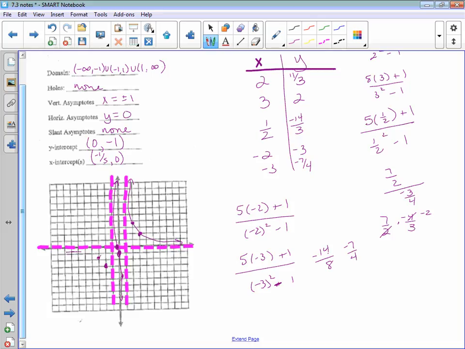So, follow your asymptotes, and there you go. Okay? Not too bad, right? Okay. Questions so far?